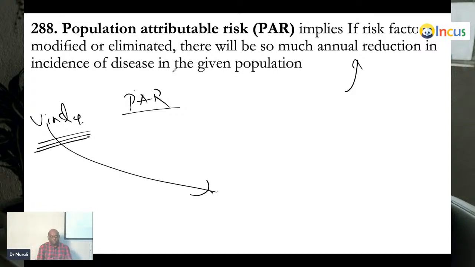Understand? Suppose you found population attributable risk after doing a study on 10,000 population in Nampally, Hyderabad, of smoking and lung cancer. You found a high population attributable risk. Then if you make people stop smoking, avoid smoking, there is a great chance that the overall population will show a fall in lung cancers. That's the point.